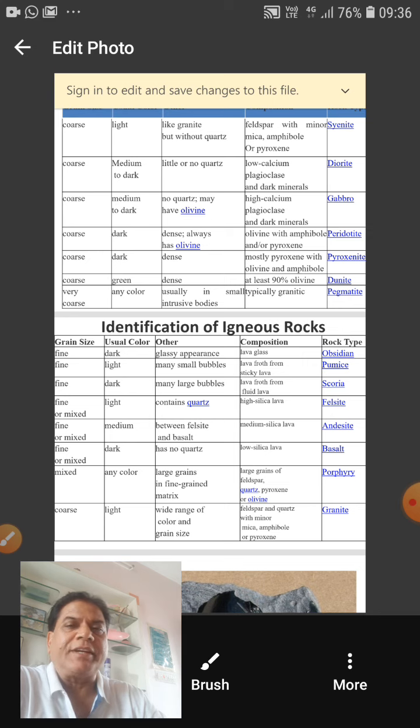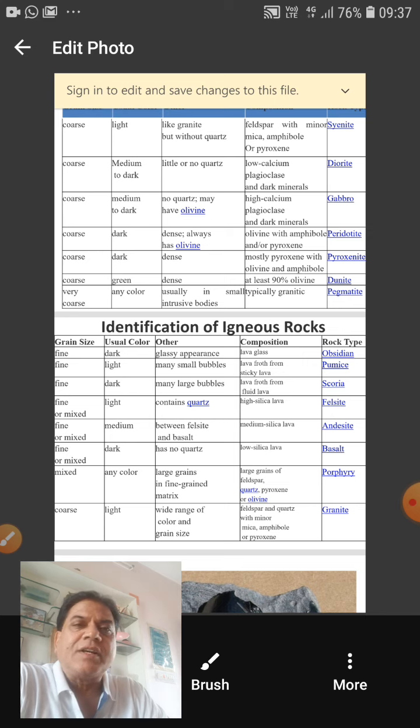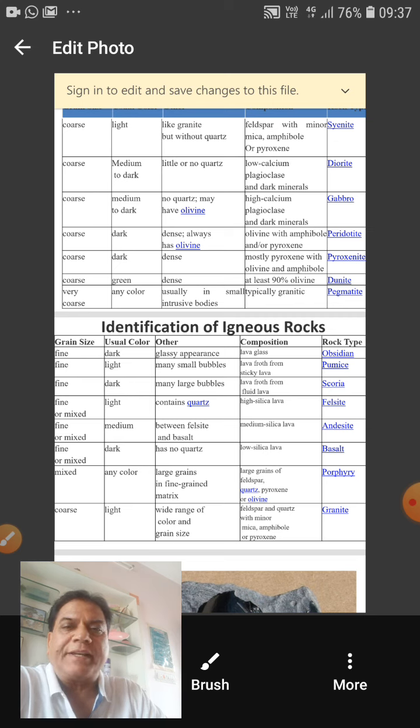So from color we can make out whether the felsic minerals are dominating, or the mafics are. So color means we divide a rock on the basis of the percent of dark minerals into four categories. You all know, that is leucocratic, mesocratic, melanocratic and hypermelanic.